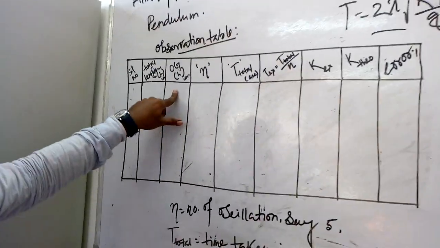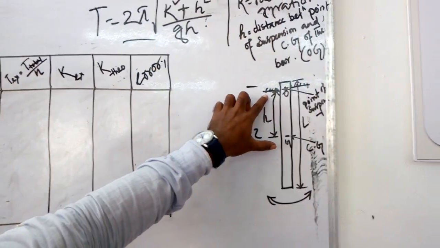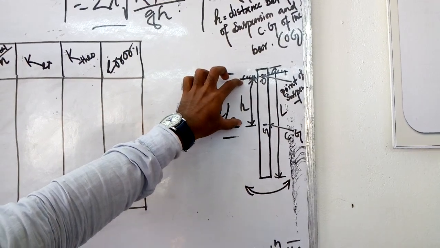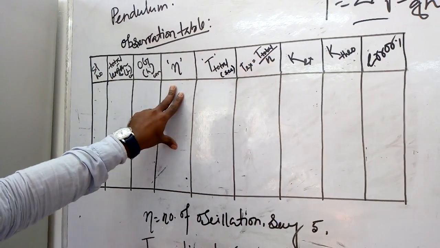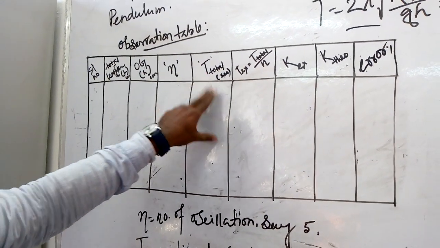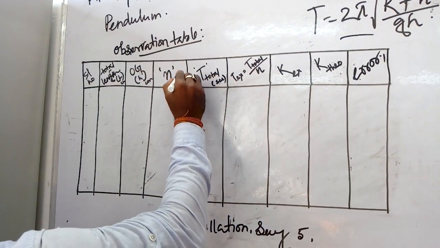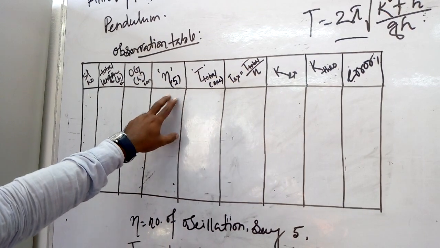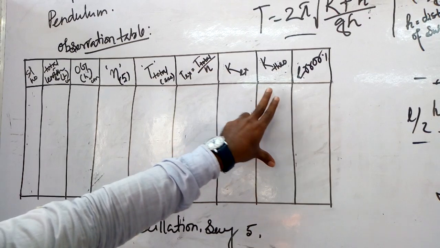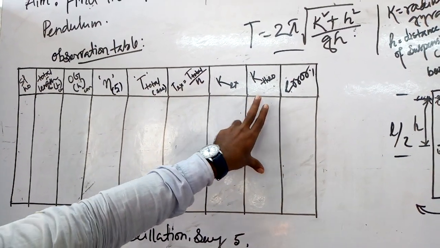Now in the third column we have to find OG. OG means the distance between the point of suspension and the center of gravity. This is your H. Okay, so this is your OG. Now this is n, the number of oscillations. It is the same as your previous experiment, and this is the time taken for n oscillations. Say we are taking n equals 5. So time taken for 5 oscillations is T experimental. Now we have to find K experimental and K theoretical. K experimental is the radius of gyration found experimentally, and this is K theoretical.